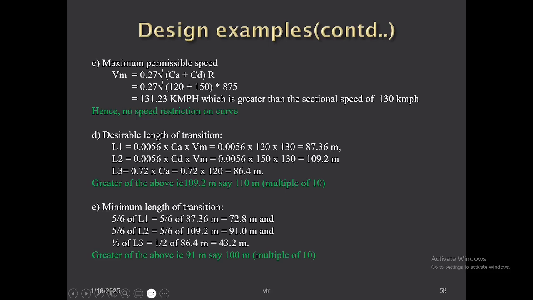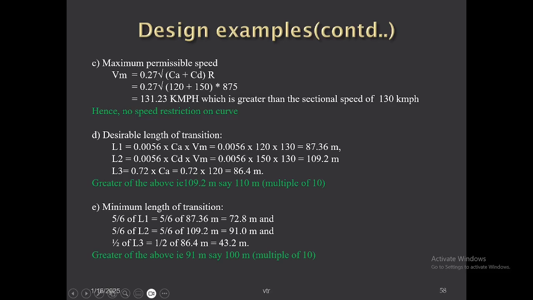Actually we can permit this much, but our sectional speed itself is 130. So we can run at the normal sectional speed. There is no need for any speed restriction here, because we can permit 131, whereas the sectional speed itself is 130. That is why there is no speed restriction, and we can run at 130 kmph on the curve.